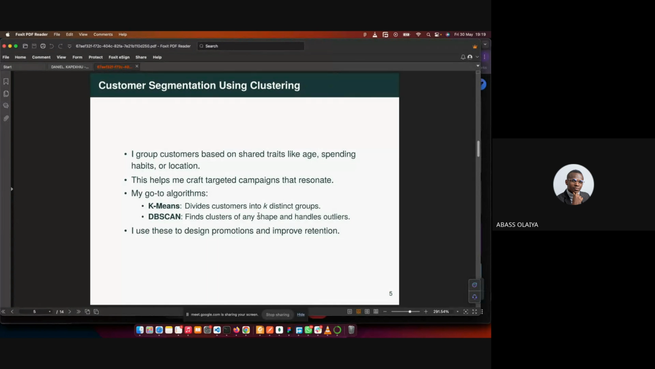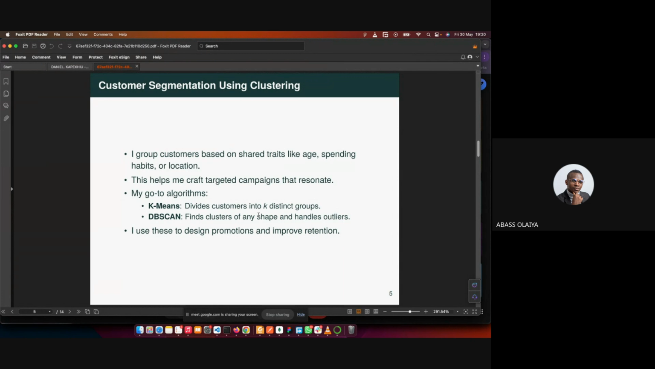So those are the traits you are going to use to check what your target audience is. But then here we are talking about analytics, how you can use data to solve all these things. So this helps me to craft a targeted campaign that resonates with my audience. Is my audience the young people or the old people?